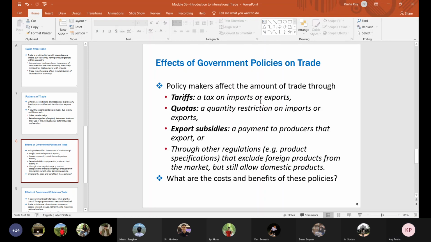And quota is a quantity restriction on import or export. And export subsidy is money from the government to the export sector, a payment to producers that export. Or through other regulations, for example product specifications, product origins, and product standards that exclude foreign products from the market but still allow domestic products. So there might also be other regulations imposed in order to restrict trade. So far, so good.